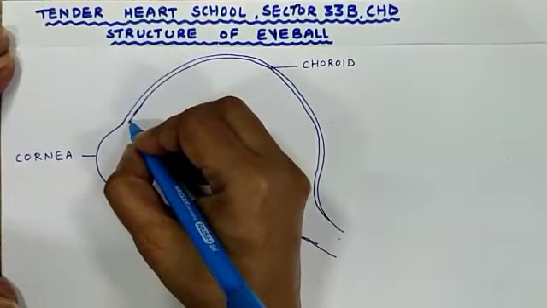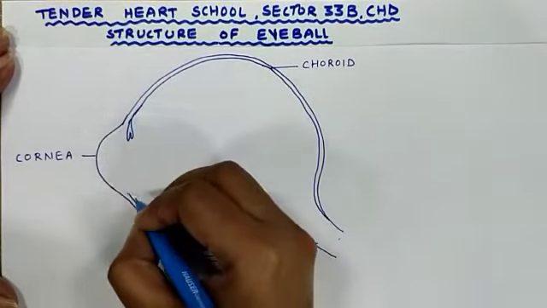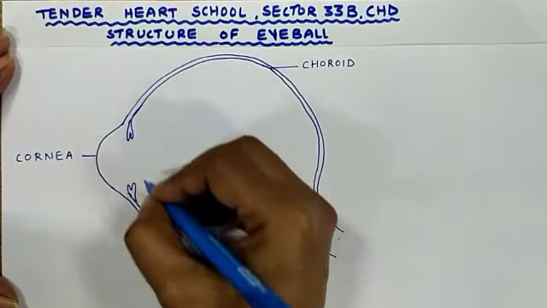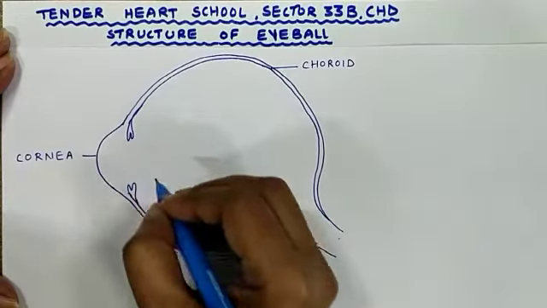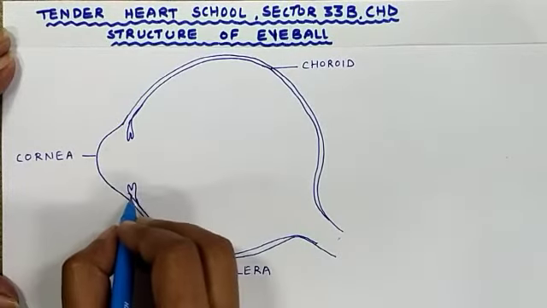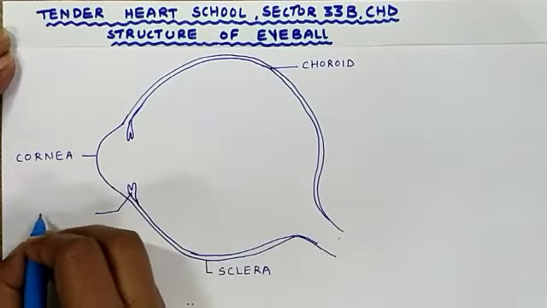The choroid in the front is a little expanded to form the ciliary body. So this is your ciliary body, or we can call it the ciliary muscles.